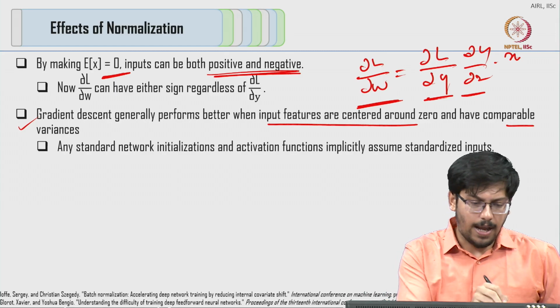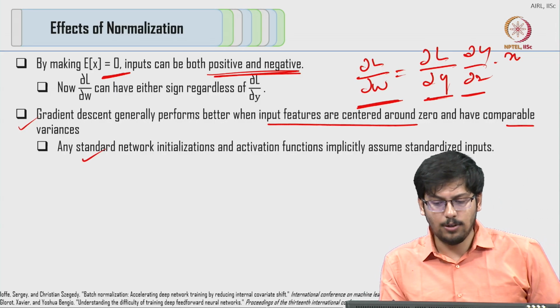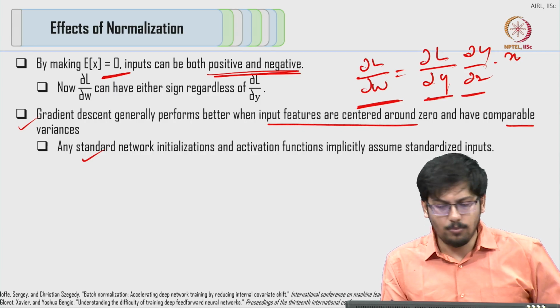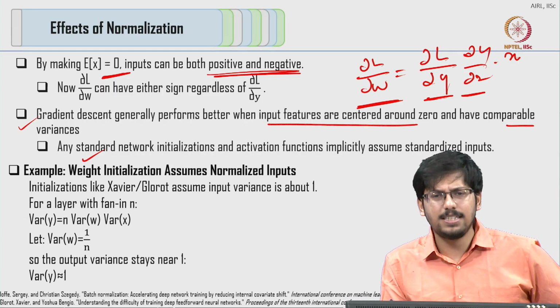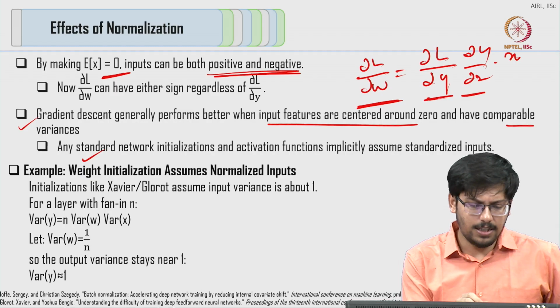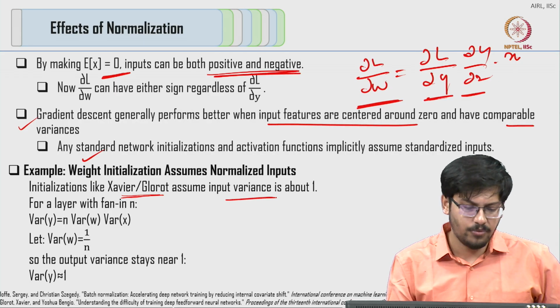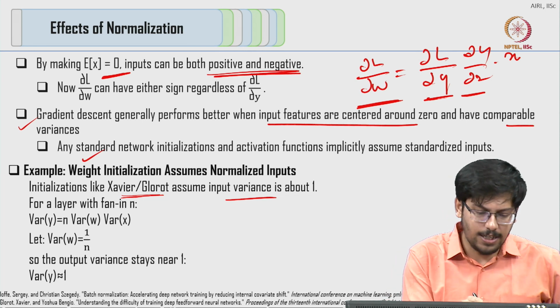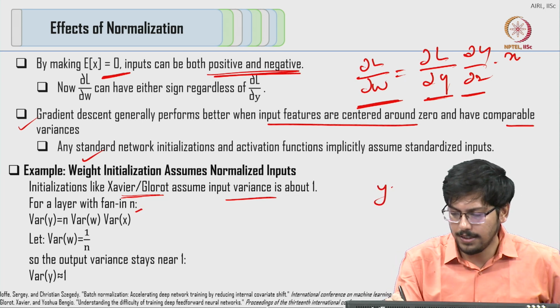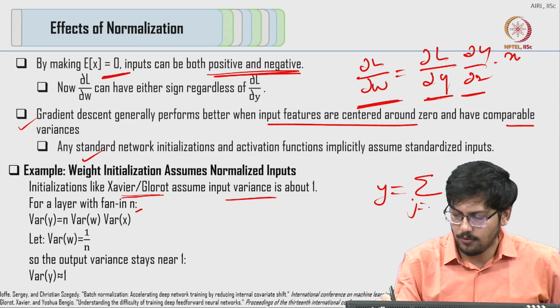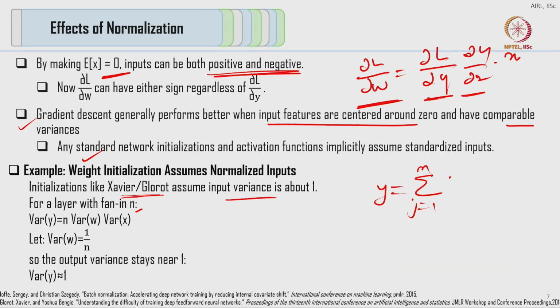Now any standard neural network initialization or activation functions assume a standardized input. Let's take a quick example for this. There are different initializations like Xavier and Glorot which assume the input variance to be 1. Let's assume that we have an input layer, and my y is given as summation from 1 to m of wm xm, which could be written as w1 x1 plus w2 x2 and so on, which is given as y.